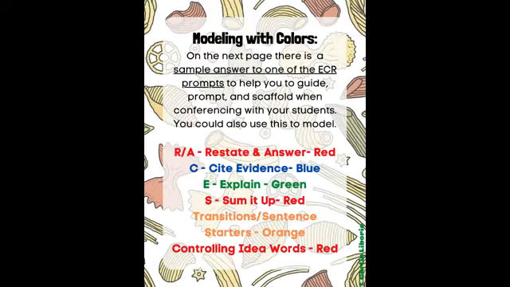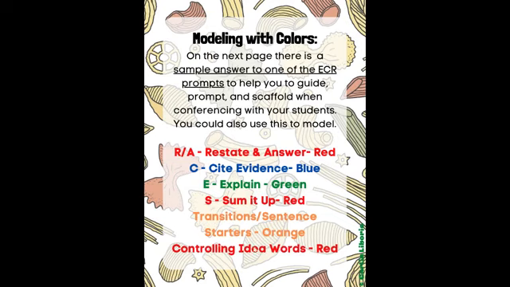And then I added something on this slide. I added in, so red is restate and answer. C is their evidence from the passage. E is explain. S is where they sum it up or the conclusion. Orange is any transition words to show how it flows or sentence starters.